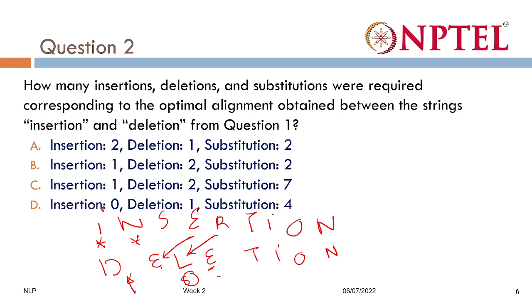And for this E, sorry, I think something wrong is there. So I can delete this I, okay? I can delete this N. That amounts to two deletions, right? This S you can substitute with D. That is your one substitution. So one substitution as of now, two deletions. And this E you can keep as is, and this R you can substitute with L.